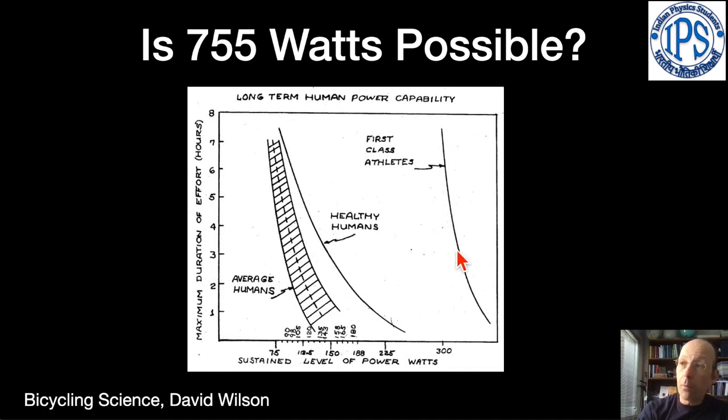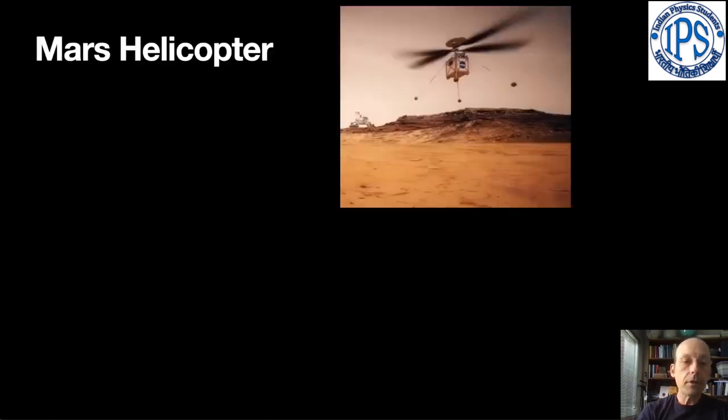Very high performance athletes are way over here. So they curve out a bit. So if you do a very, very short amount of time, you can get extremely high power. This graph goes up to 300 watts. So that's that. Let's look at the Mars helicopter.